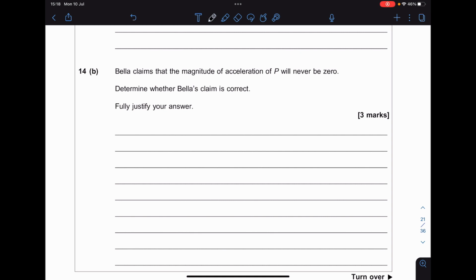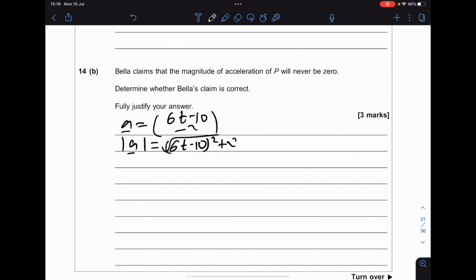Let's keep going. Valley claims that the magnitude of the acceleration will never be 0. Determine if it'll be correct. Well, the acceleration is going to be 6t minus 10 and minus 2. Now, the modulus of the acceleration will be the square root of (6t minus 10) squared plus 2 squared. So the modulus of the acceleration is greater than or equal to 2. So never 0. So, incorrect.